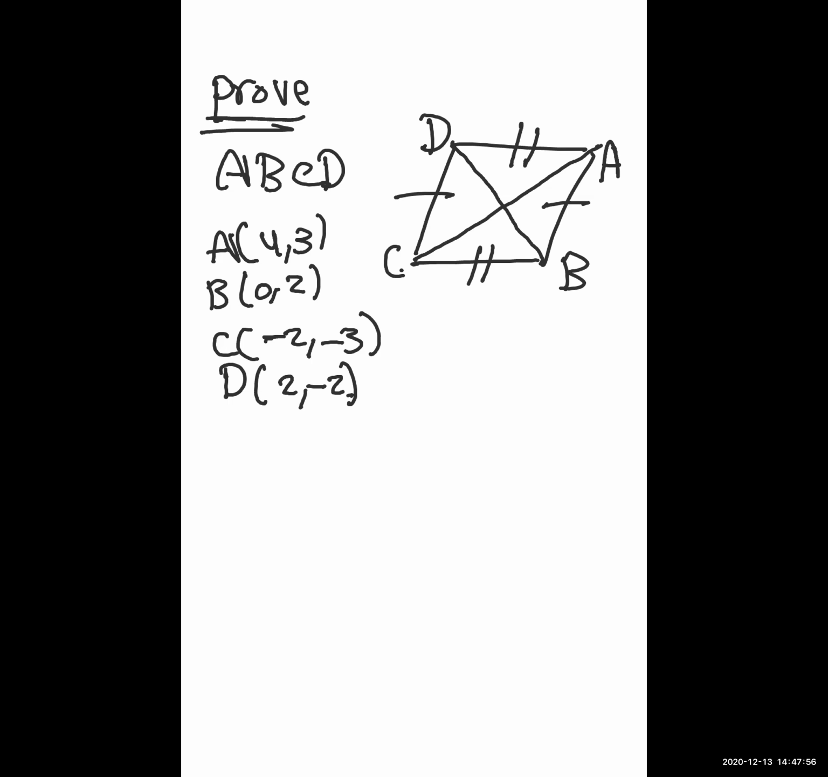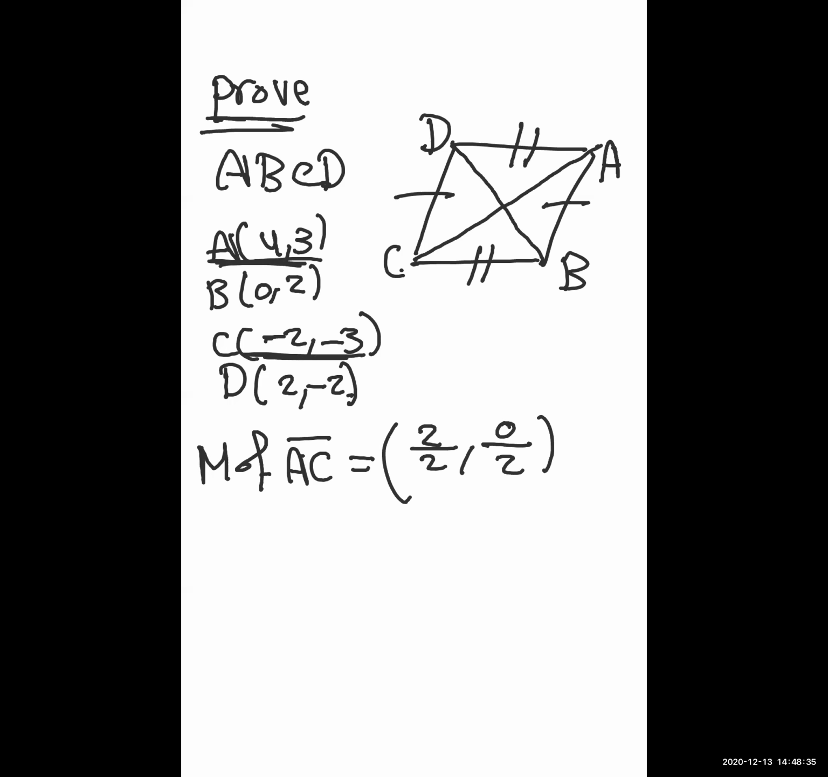First, I'm going to get the midpoint of the first diagonal, which is AC. The midpoint of AC equals (x1 plus x2 over 2, y1 plus y2 over 2). So, 4 plus -2 over 2, and -3 plus 3 over 2, which is 0 over 2. So the point equals (1, 0).